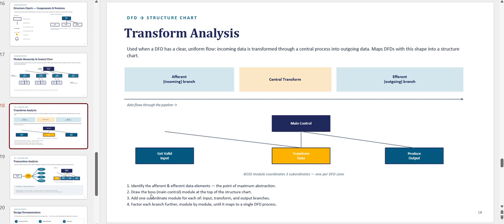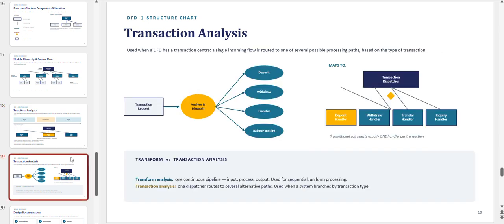First one is identify the afferent and efferent data elements, the point of maximum abstraction. Second one is draw the boss, the main control module, at the top of the structure chart. Third one is add one subordinate module for each of input, transform and output branches. Fourth one is factor each branch further, module by module, until it maps to a single DFD process.